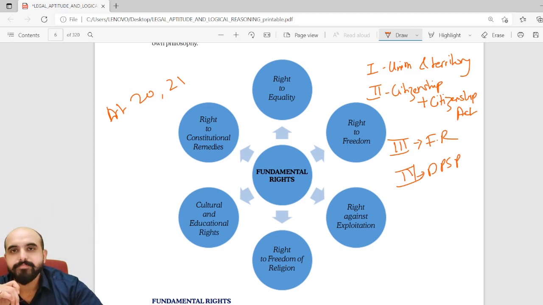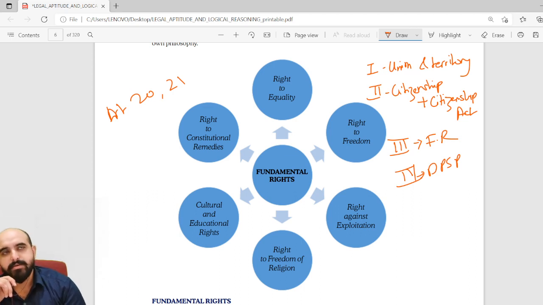For example, equal pay for equal work is a directive principle. It is a part of DPSP and part 4 of our constitution. But if there is differential payment, if there is no equal pay for equal work at your premises, at your office, or wherever you work, it is not a contravention of your fundamental right. Certainly, legal rights can be enforced in the court of law, but you cannot use the power of writs.